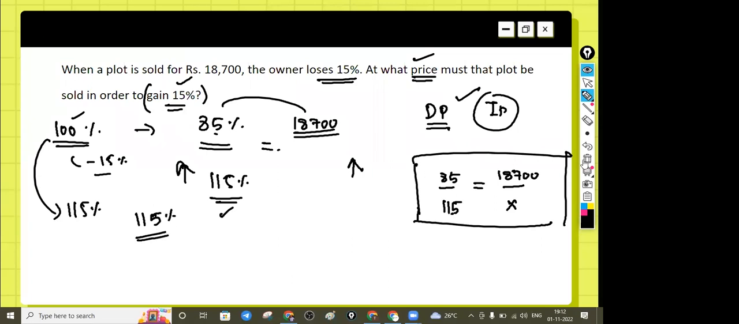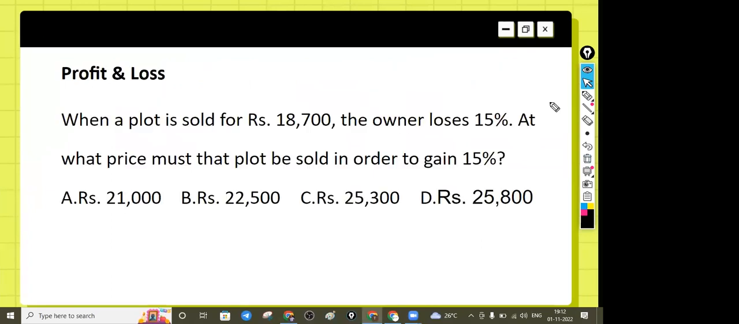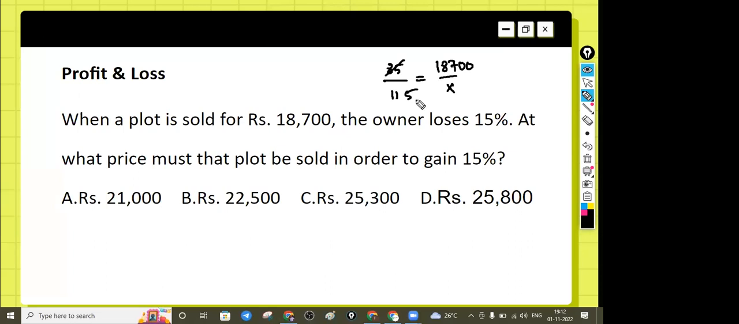Okay, I'll just go to the previous slide. So I'll write it here itself. If 85% is 18,700, what is 115%? Okay, that value is X. So if you simplify it, you will get how much? I'm just simplifying it using the fifth table.